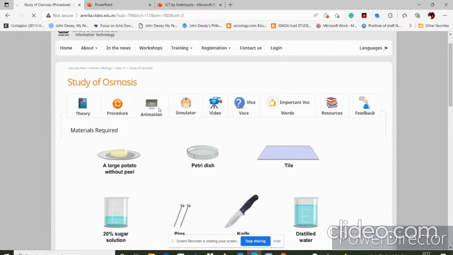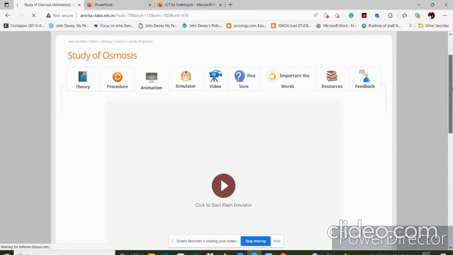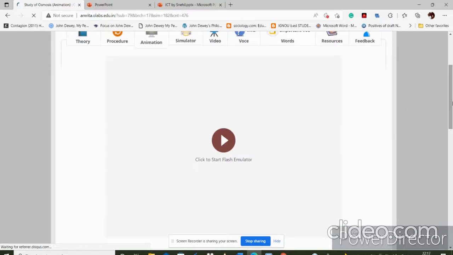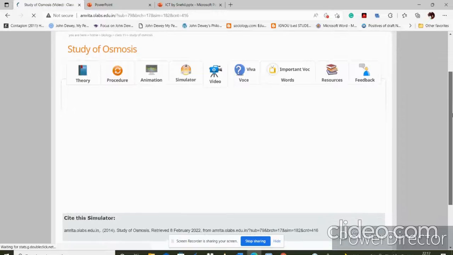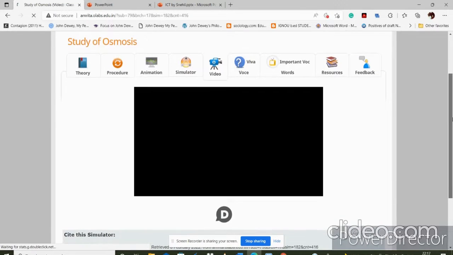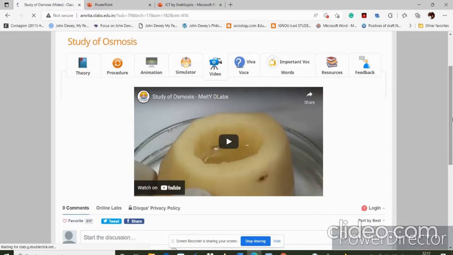Then the next section here is animation. In this section, they provide an animated video in which they show how to perform the experiment on the simulator. Then there is one similar option here, which is video. In this, they provide a video in which they show how to perform the same experiment in the real lab, so that children can get the idea of what factors can affect the results.